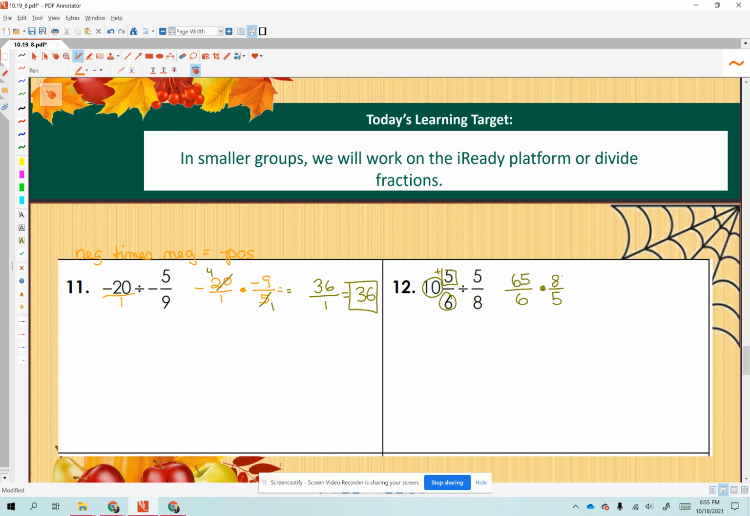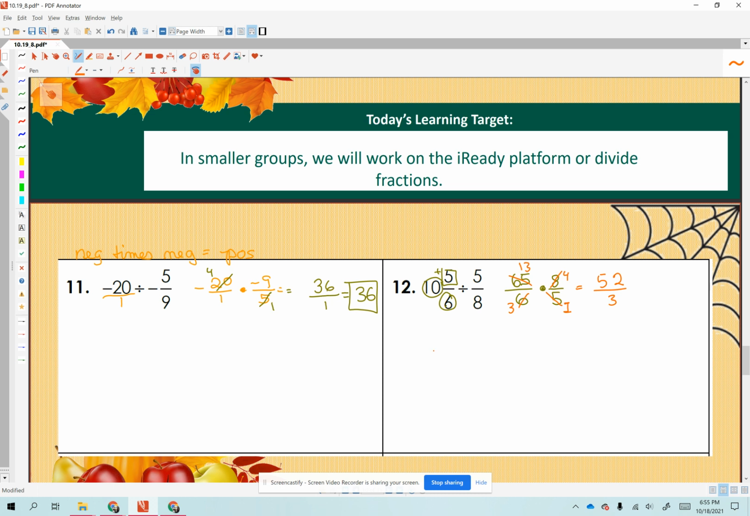6 and 8 are both divisible by 2. 8 divided by 2 is 4, and 6 divided by 2 is 3. 65 and 5 are both divisible by 5, so 5 divided by 5 is 1. 65 divided by 5 is 13. So now we multiply straight across. 13 times 4 is 52. And these are both positive. 3 times 1 is 3.